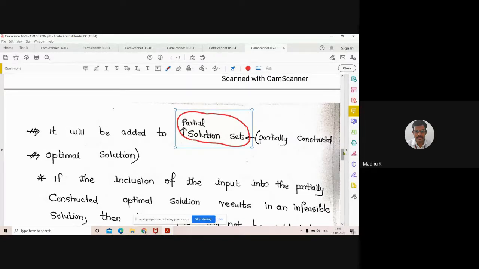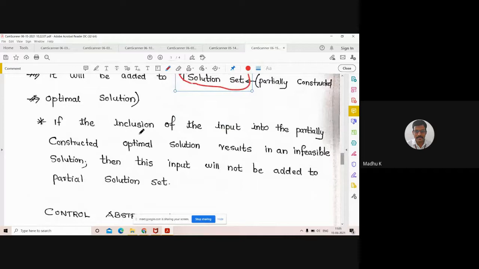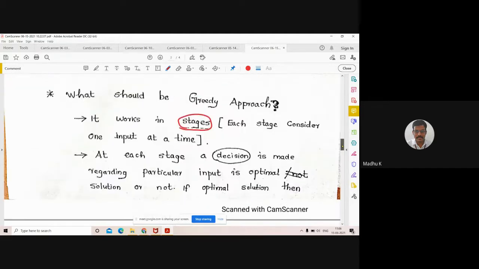Then in the next step, we check whether the inclusion of the input into the partially constructed optimal solution results in an infeasible solution. If it results in an infeasible solution, then this input will not be added to the partial solution set. In this way it will work, and there will be n stages.